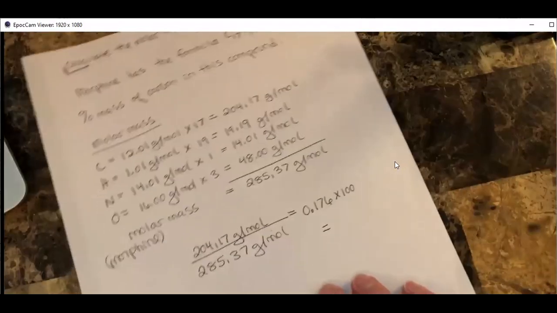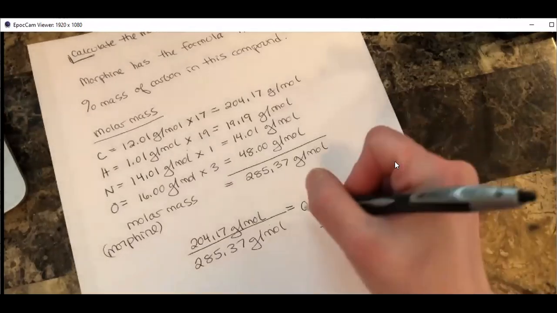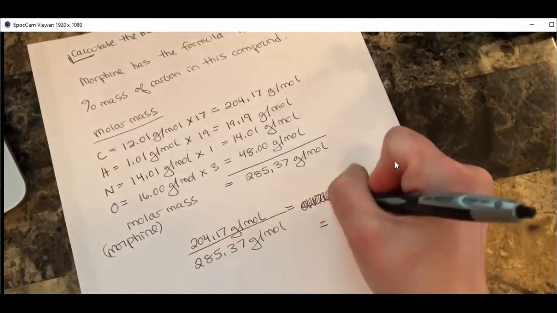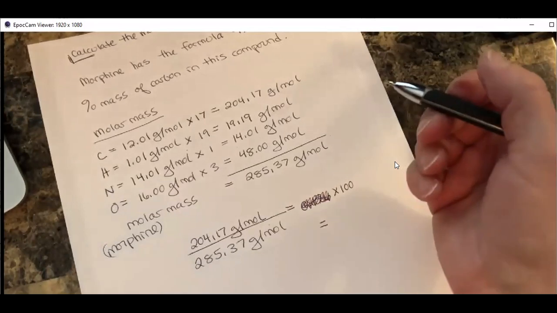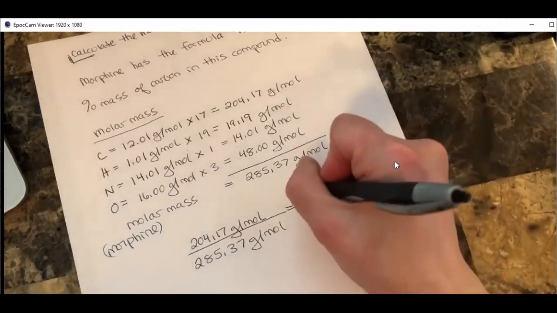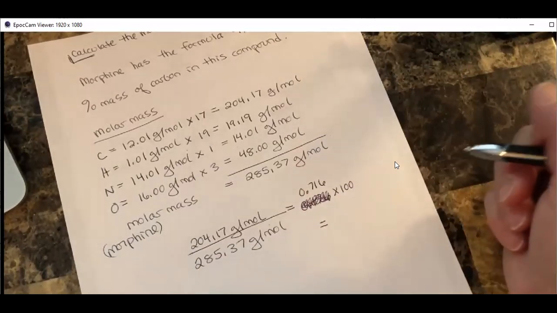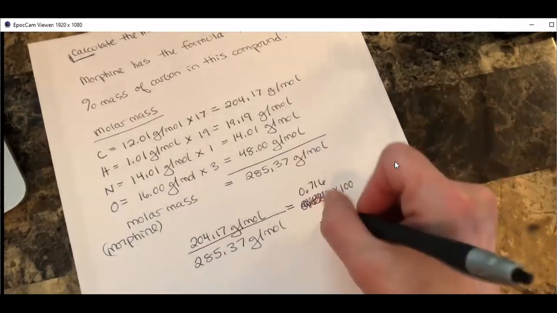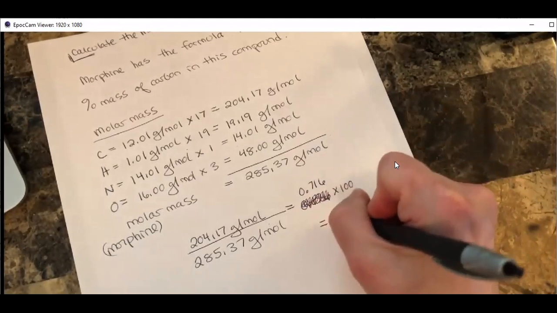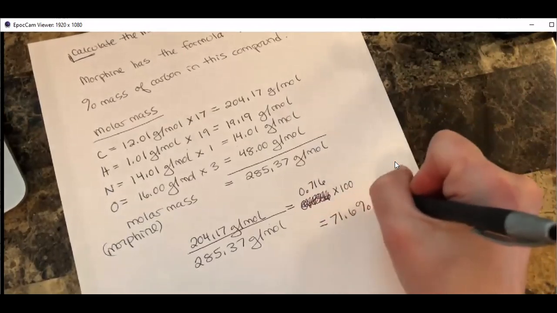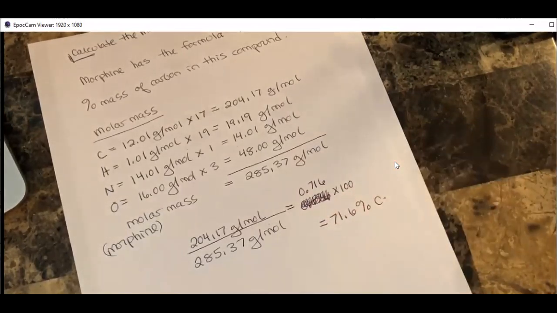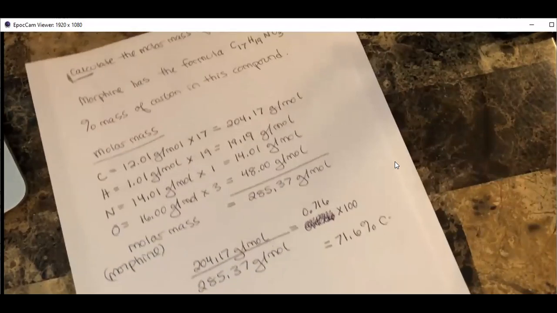And I'm back. I didn't really do the wrong number, I just read it wrong off of my paper. So when you multiply, you're going to end up with 0.716. I flipped 2 of the numbers, so that makes more sense to me. So times 100, you're going to end up with 71.6% carbon. Okay, so that is how you find percent composition of a compound.